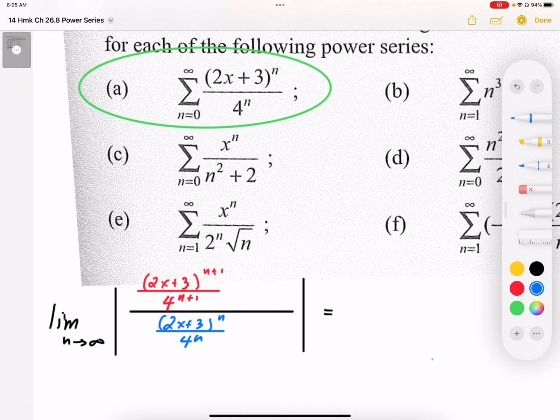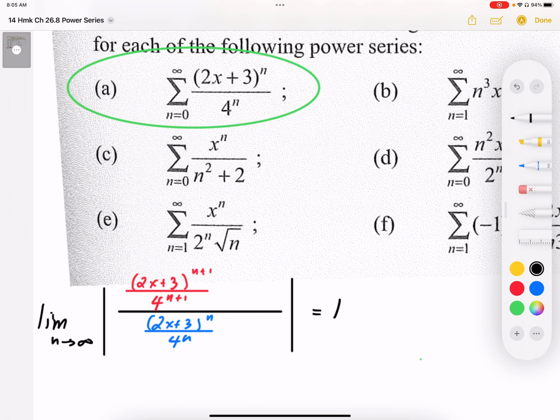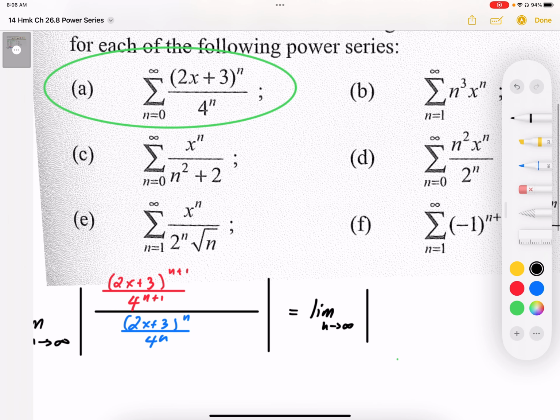Once we set this up, we're going to separate these parts. We're going to group some of these parts. So limit as n approaches infinity. And we're going to group the 2x parts and the 4^n parts. I'm going to do the 4^n parts first. So the 4^(n+1) ends up in the numerator. We have 4 to the power n plus 1, so I'm going to write that as 4^n times 4. That's going to be grouped together.